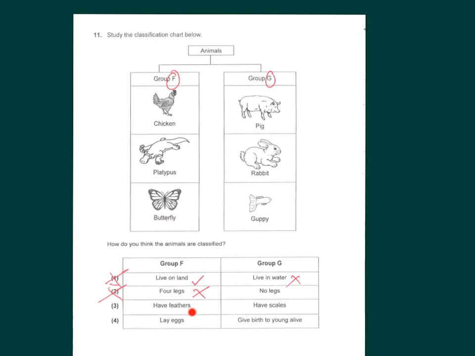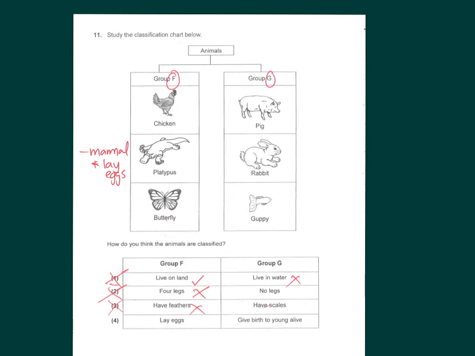Option 3, have feathers. Now only the chicken has feathers here. This is a mammal, so it has hair, and butterfly has an outer exoskeleton as the body covering. So in this case, this is out as well. Now this should be correct then. Option 4, lay eggs. Yes, chicken lay eggs. Platypus is the only mammal that lays eggs. So this is a mammal, but it does lay eggs.